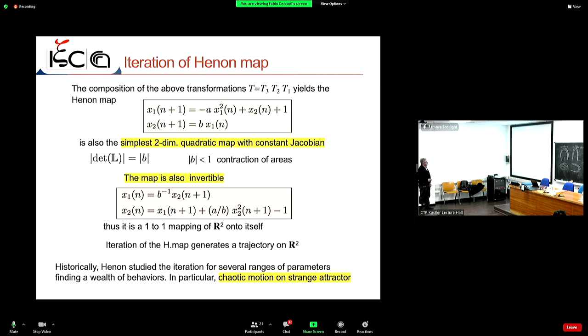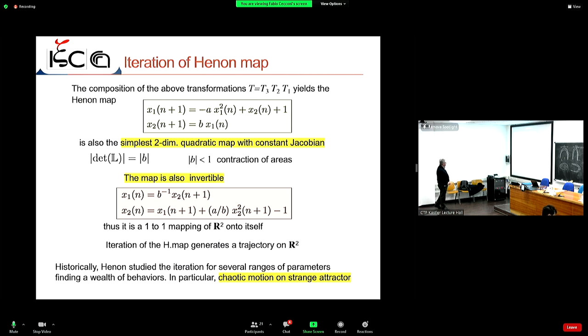But the map is invertible. Yes, of course. In fact, it is very simple to invert this map, and I leave you this exercise also. You start with the inversion of this, and then you can invert the other one. Inversion means that you have to write xn as a function of x at n plus 1, and of course the other variable as a function of these two quantities. So the map is invertible. In fact, the nice thing is that it is one of the few quadratic maps that can be inverted, and so it is a one-to-one mapping of the plane onto itself.